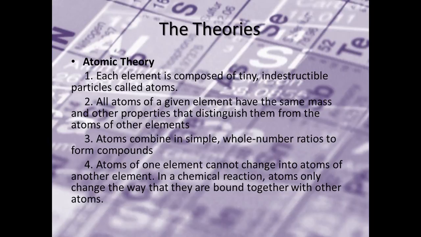The theories. The first theory is the atomic theory. Each element is composed of tiny indestructible particles called atoms. All atoms of a given element have the same mass and other properties that distinguish them from atoms of other elements. Atoms combine in simple whole number ratios to form compounds. Atoms of one element cannot change into atoms of another element. In a chemical reaction, atoms only change the way that they are bound together with other atoms. These are the rules of the atomic theory.